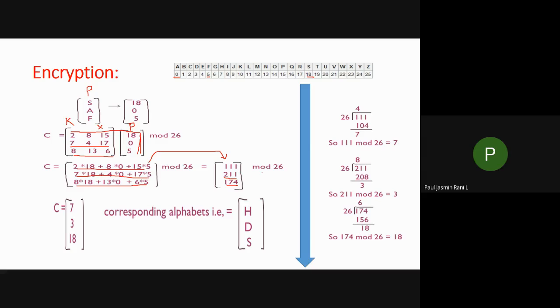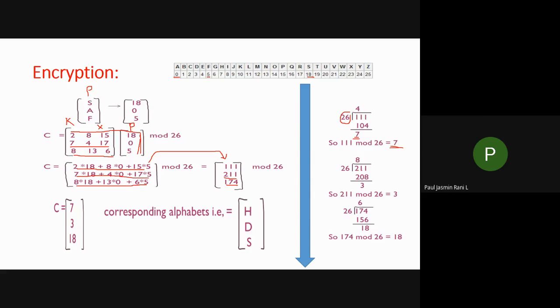Now you have to do the mod function with this. What is the mod operation? You take the remainder as your result. I have done this one on my side also. When you divide 111 by 26, you get the remainder 7, and that will be your answer. So for the first one we get 7. Similarly, you have to do it for 211.